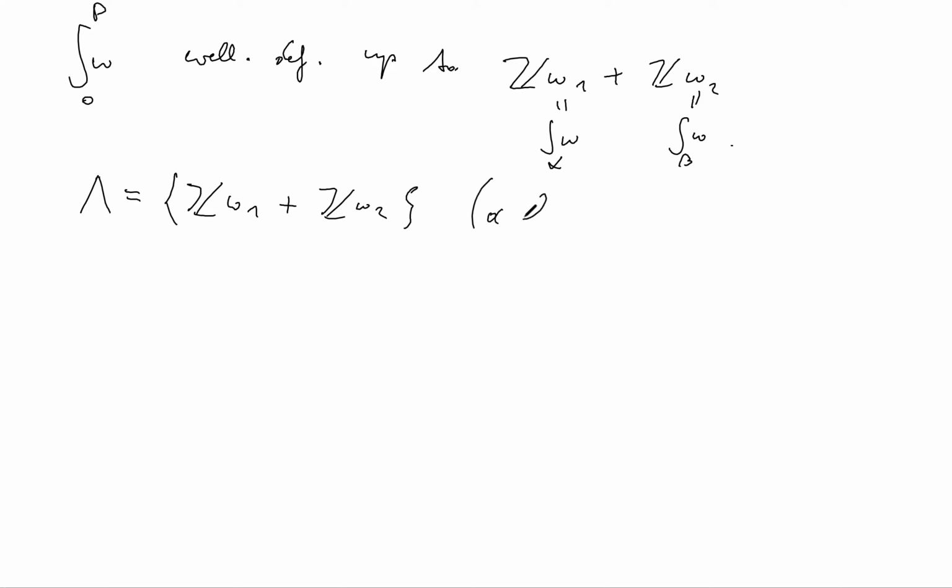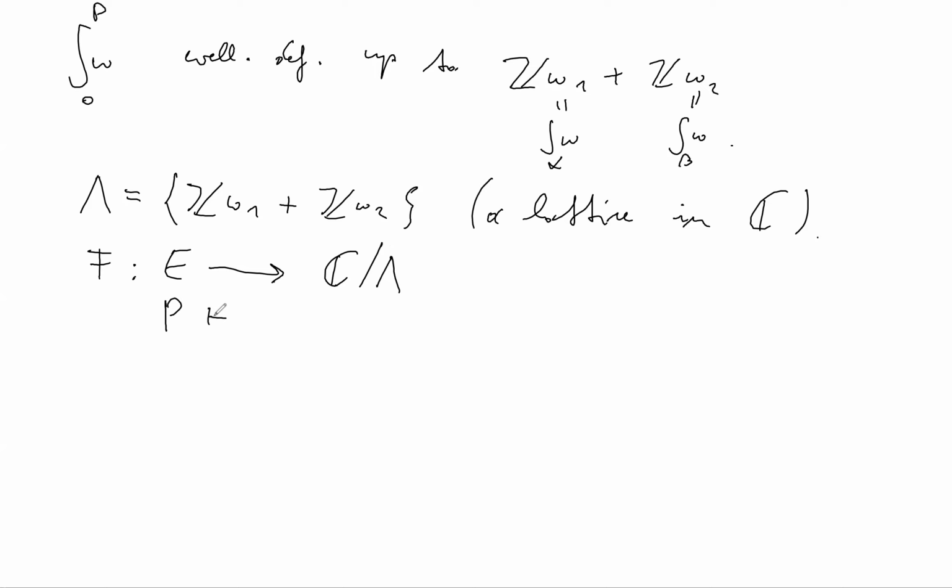Okay, lattice. Good. Now I can modify my definition from earlier a bit. I can define this function f from E into C, but now I will mod out by Lambda, because we're only well defined up to elements in Lambda. And what I do is I send P to this integral from O to P of omega, and I have to mod out by Lambda. Okay, that's better. Now we at least have a nice well-defined integral.